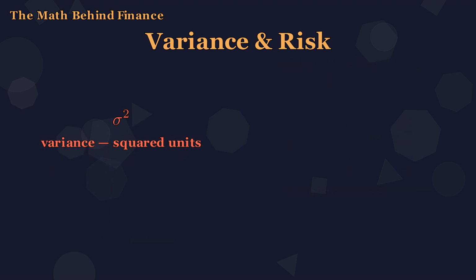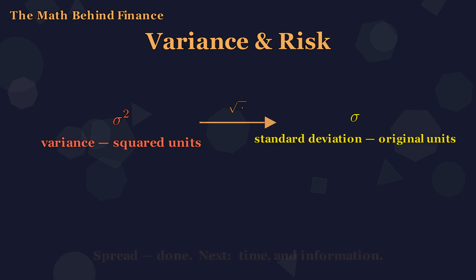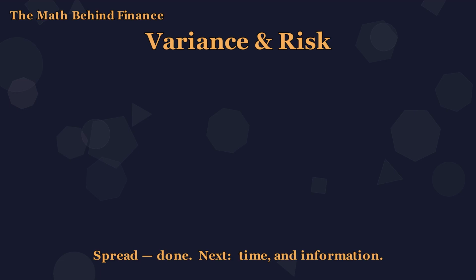One last distinction, easy to miss. Variance is measured in squared units. Squared percent, squared dollars. A strange quantity. The square root, standard deviation, restores the original unit. It is what traders actually quote on every desk and every currency. Spread done. Next, time and information, and how both transform a distribution.